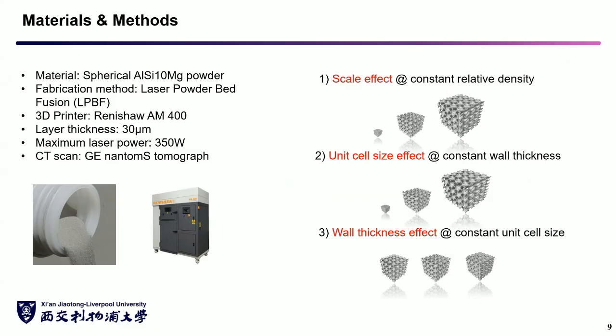If we break down the scale effect into 2 different categories, the first one would be the unit cell size effect, which means all 3 lattices have the same constant wall thickness but different unit cell size. And also the wall thickness effect, which means all 3 lattices have a constant unit cell size but different wall thickness. So basically it is a very comprehensive study of the lattices in terms of the geometrical factors.